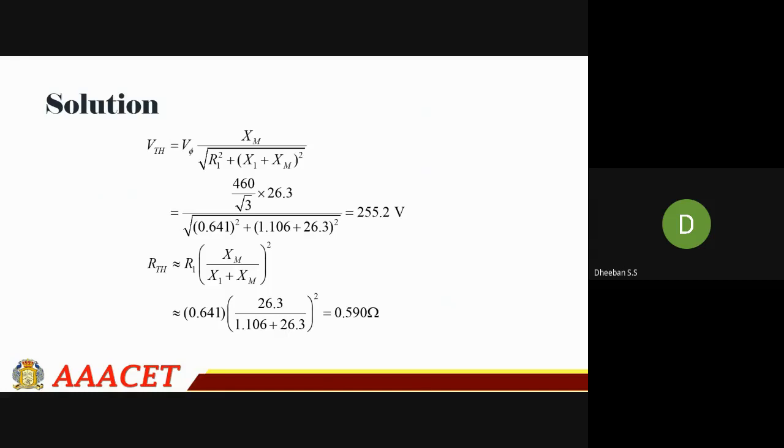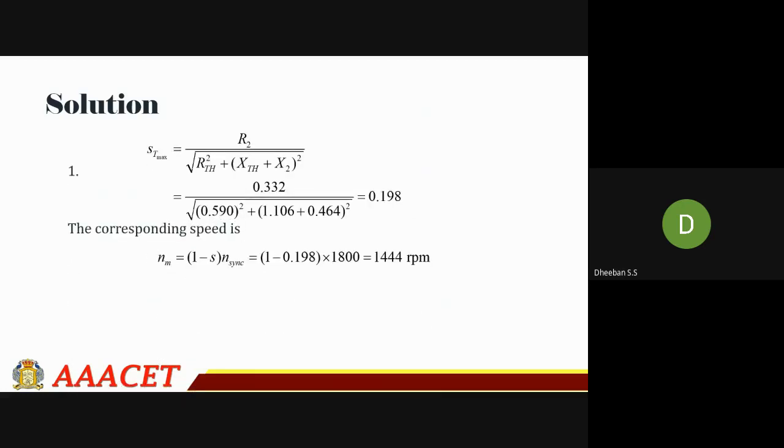This is with respect to your VTH, the Thevenin voltage. VTH equals the phase voltage times XM divided by the root of R1 squared plus (X1 plus XM) squared. Here you have to work with the phase voltage, so convert your line voltage to phase voltage. RTH is equal to R1 times (XM divided by X1 plus XM) the whole squared. So over here you have got your VTH and RTH, the equivalent circuit values. And XTH is nothing but your X1. From this you can write the slip at the maximum torque as 0.198. The corresponding speed will be 1 minus s, this slip value, times the synchronous speed, which is 1444 rpm.